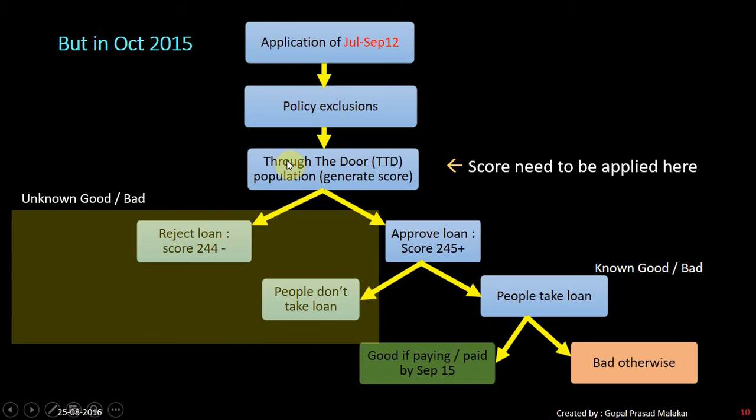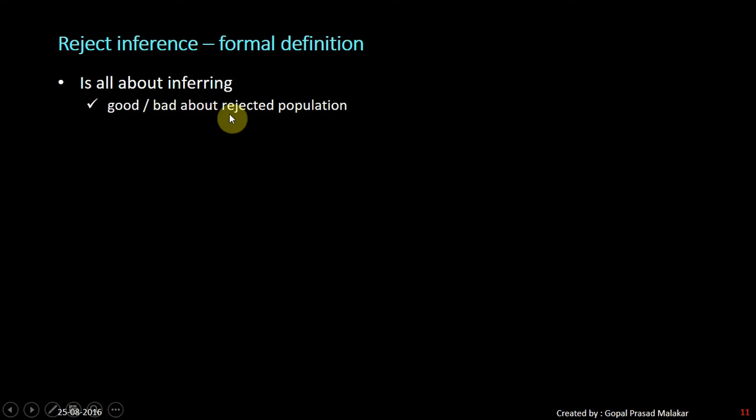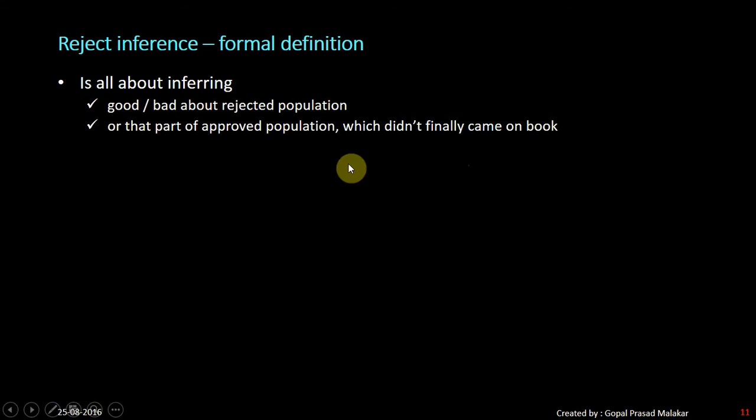But for this population, as we know the good or bad only for part of the population, you have to infer good and bad for this particular population. And that's what reject inference actually is. So let me give you a formal definition of reject inference. It is all about inferring good and bad for the rejected population, or the part of the approved population which didn't finally come on book, which didn't finally become your customer.